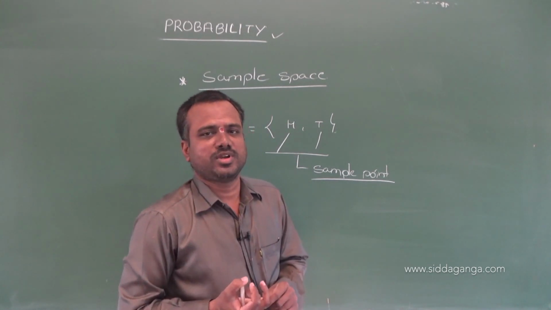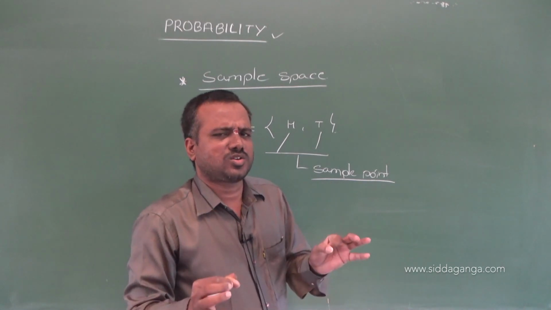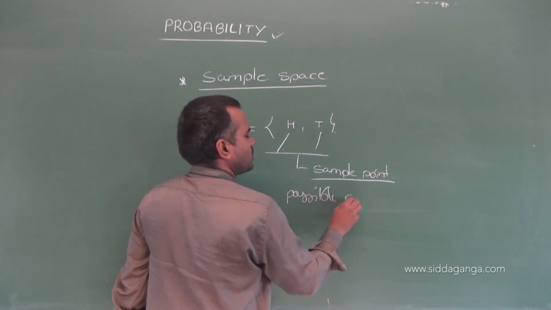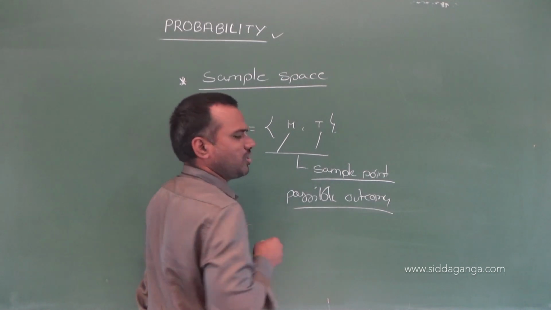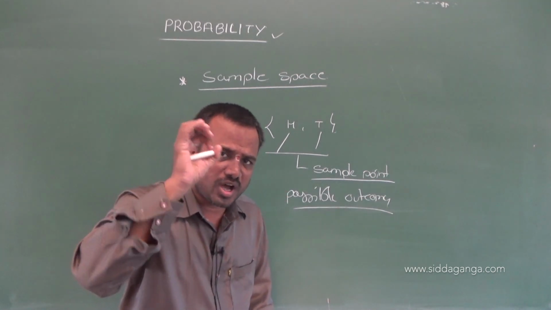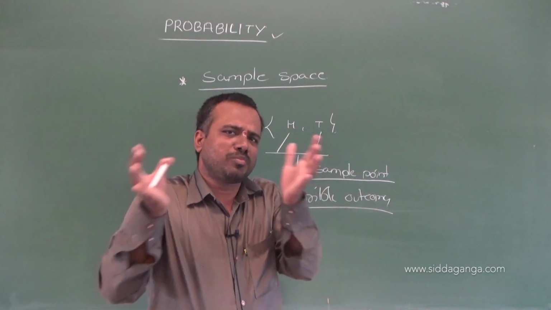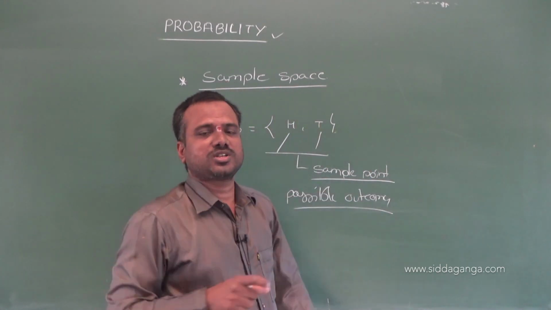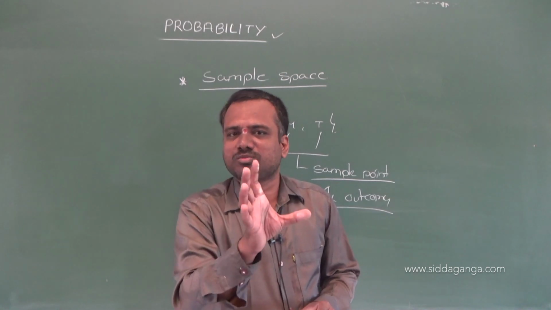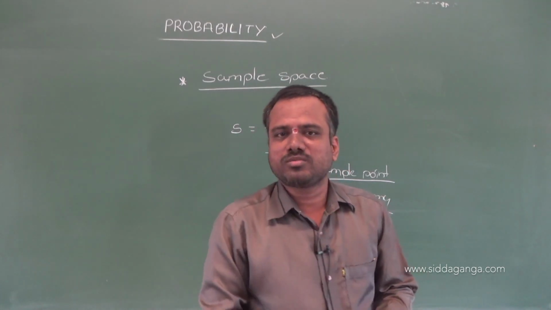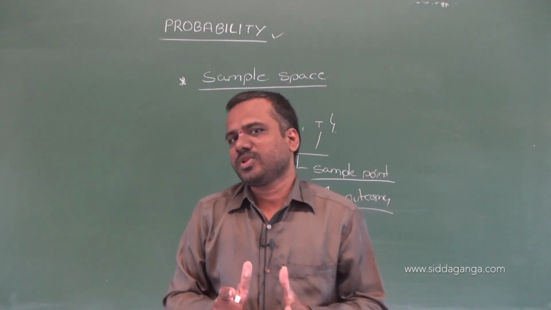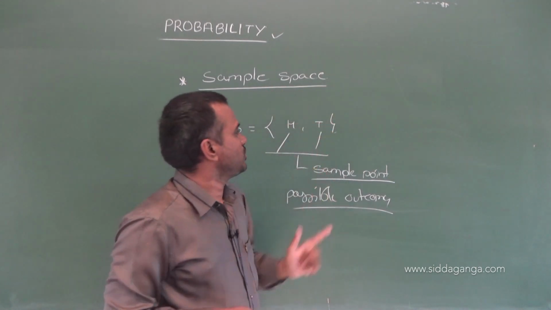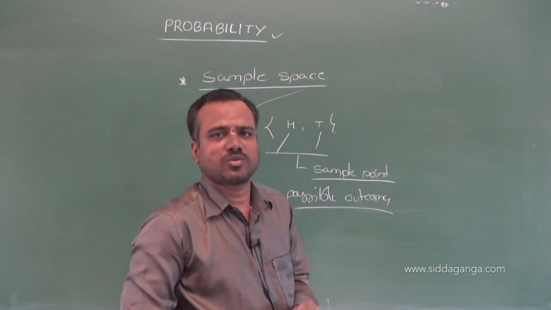Sample space is a set of all possible outcomes of a random experiment, very important. All possible outcomes, when we write them in the form of a set, that set we call the sample space. Once again, all possible outcomes represented in the form of a set are called the sample space. Usually the sample space is denoted by S.